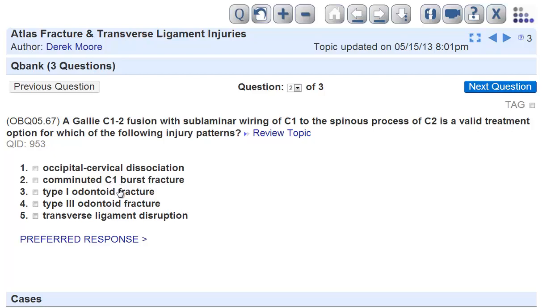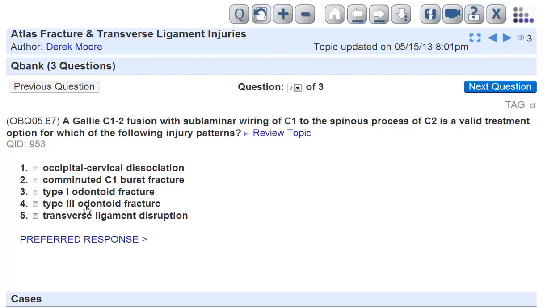When you use the Gallie wiring technique, you're basically relying on the posterior arch of C1 to be a rigid construct and wrap that around to the C2 body in some way. So if you have a comminuted burst fracture, that ring of C1 is going to be unstable and it's not going to be a valid treatment option.